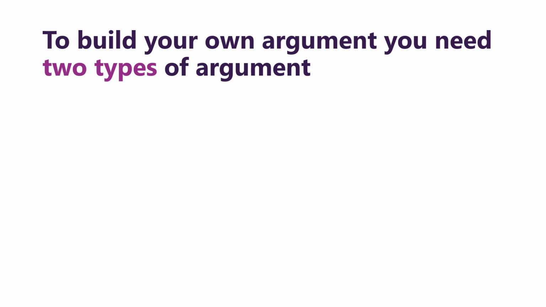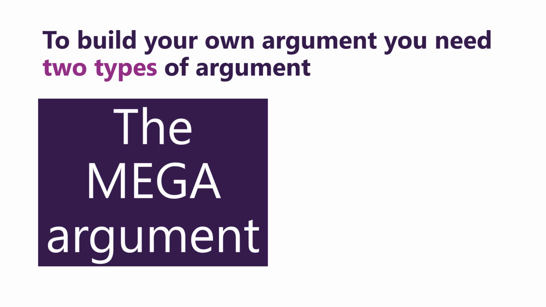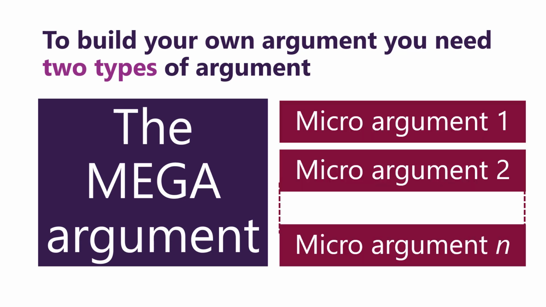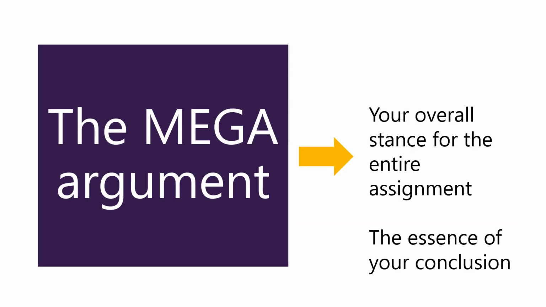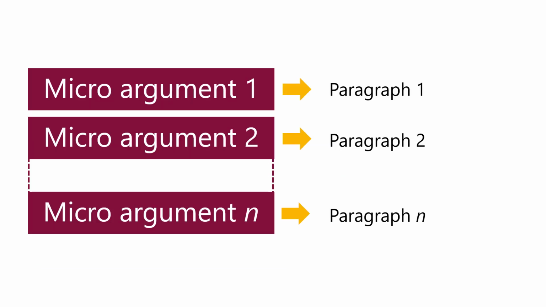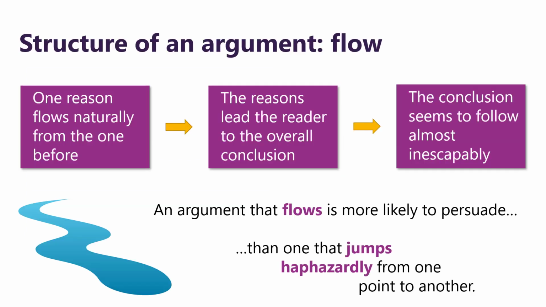To build your argument, you need two types of argument. First, there is the mega argument. And second, there is the micro argument, of which you will see there are several. The mega argument is the overall stance of the entire assignment. It's the essence of your conclusion. It's the thing you talk about in your introduction. It's where every paragraph leads towards. So, your micro-arguments are simply each of the paragraphs that leads towards that mega-argument.